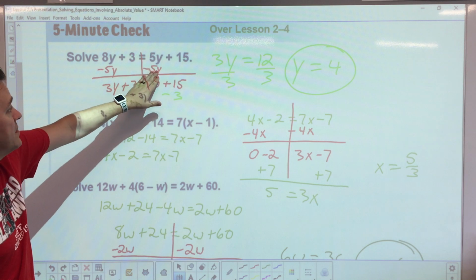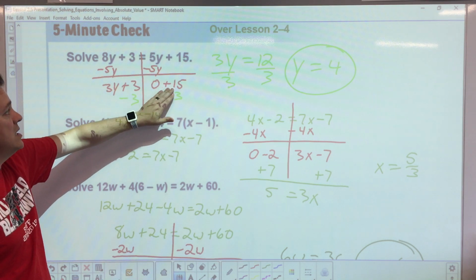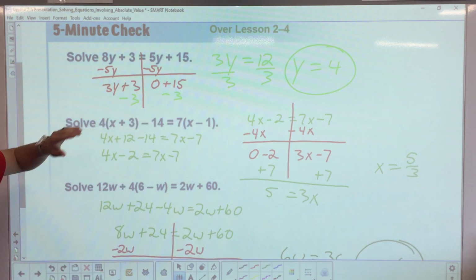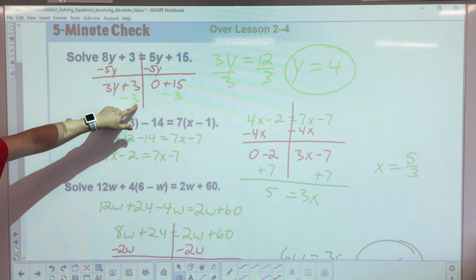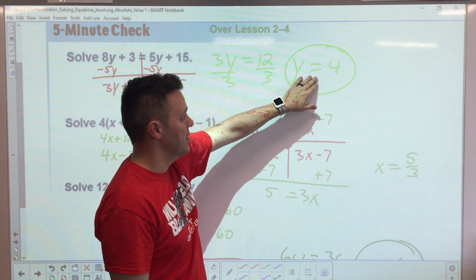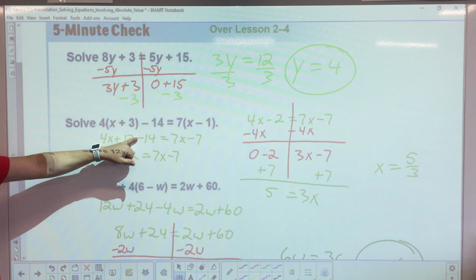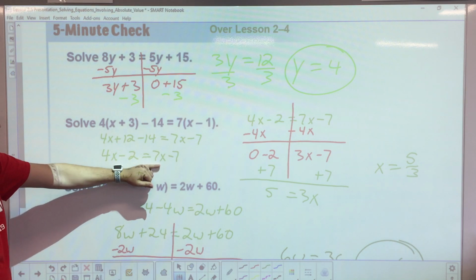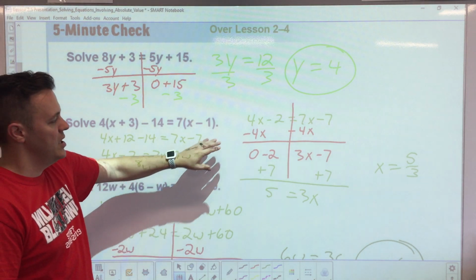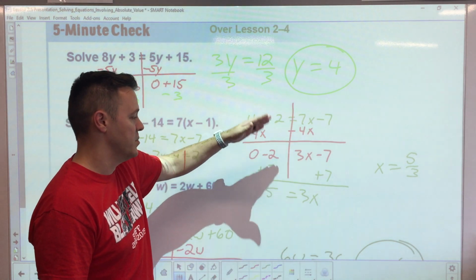So, first step, subtract 5 from both sides. When you do that, you get 3w plus 3, and then you get 0 plus 15. Then you've got to get rid of the 3. Subtract 3 from both sides. 3y equals 12, divide by 3, y equals 4. Distribute, 4x plus 12, combine like terms. Then you bring it over here and we do our split up.